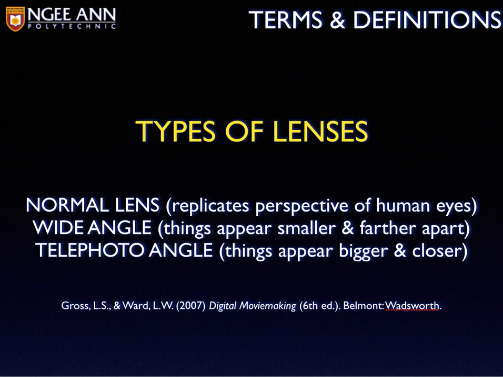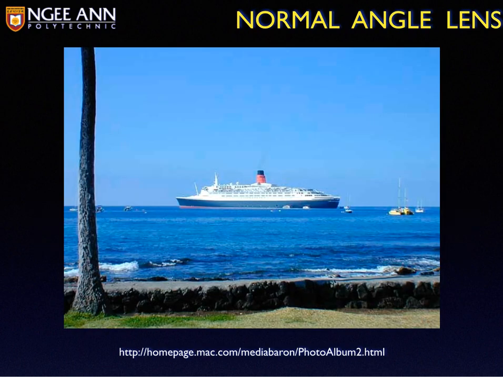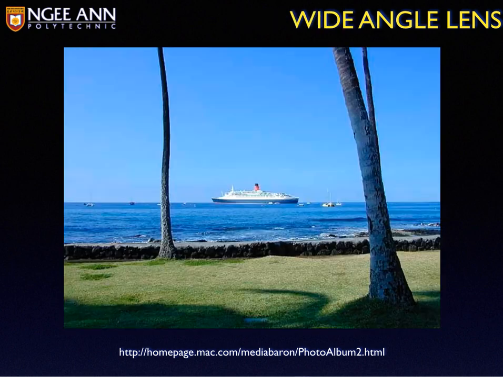Okay. So as mentioned, we have very, very different type of lenses: normal lens, wide angle, and telephoto lens. This is how a normal lens looks like. Standard 55 mm, that looks and replicates what we see in the real world.